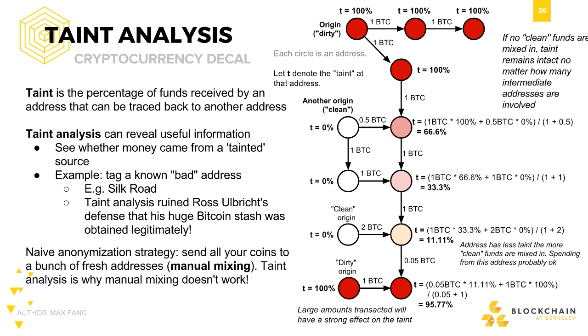You can also see that as we go down this diagram and we mix in more and more clean funds, the taint gets lower and lower, until this pale yellow dot, which has an 11% taint. That's probably clean enough to be spendable at Bob's Burgers. But as soon as you mix in dirty money again, you have a high amount of taint that you can't use. Okay, any questions here?